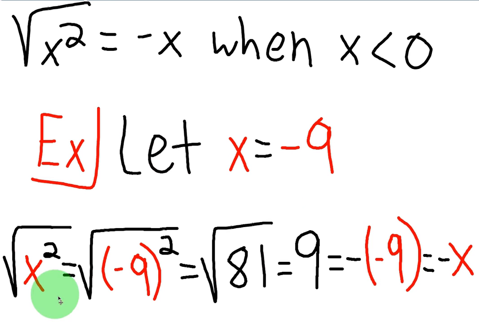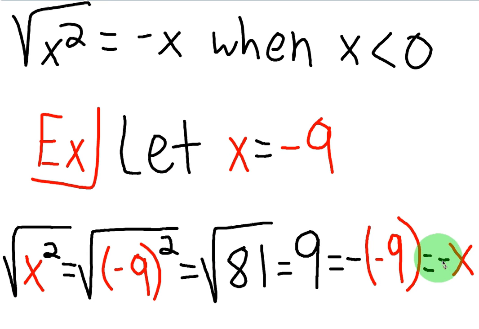Okay? So we're going to write out square root of x squared, and we're going to replace x with negative 9. So first we're going to square negative 9 to get 81, and then we're going to take the square root. Now notice something, we didn't get x back. x is negative 9. We got positive 9 back. We got the opposite of negative 9. Well, that opposite is just negative x. So we've just shown when x is negative 9, square root of x squared equals negative x.